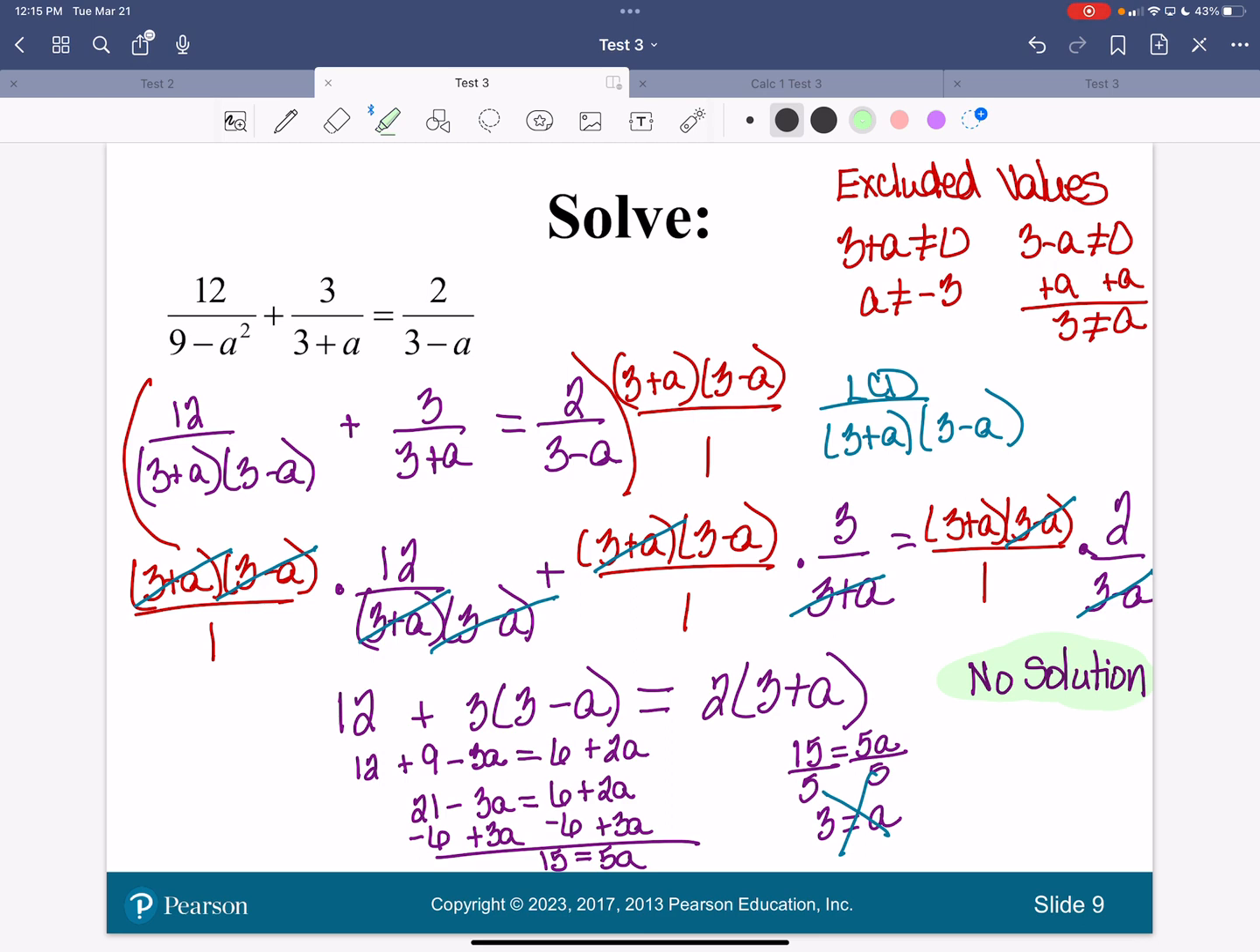And so your next slide says, as we can see, it's important to check the proposed solution to the original equation. And the original equation provides for us the excluded values.